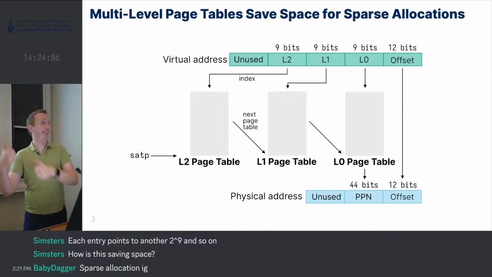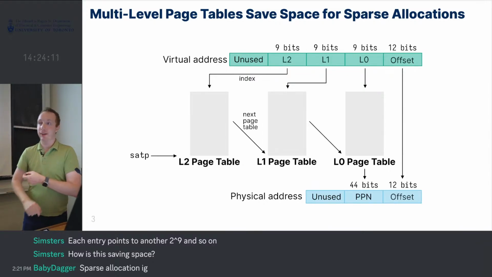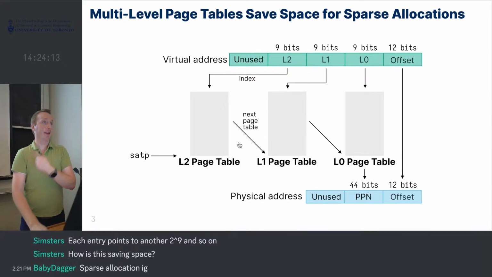And then in this case, yeah, you're right, this is way worse. In order to translate a single address, I have to have a memory access in L2, and then a memory access in L1, then a memory access in L0, and then I have my original memory access.